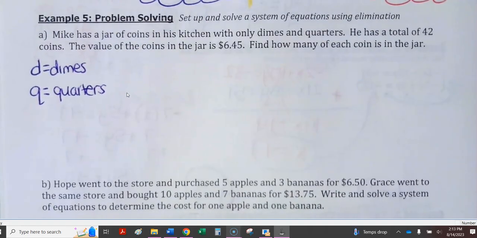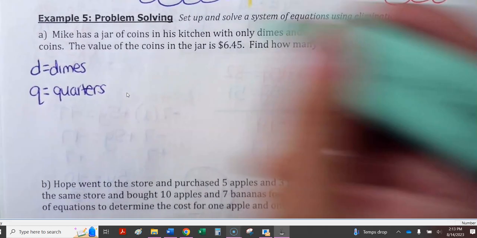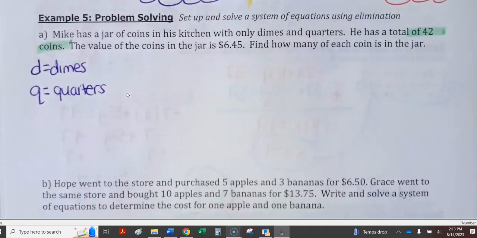Now, these problems I always feel like can be tricky for people because they almost try to blend the two equations together into one. So we want to make sure we don't do that. Okay, here's the two really important pieces of information. You have 42 coins. Nothing to do with their monetary value. Just, I have 42 coins. Like if I blindfolded you, jumped out the jar, and you counted the coins. You have no idea how much they're worth, but you have 42 coins.